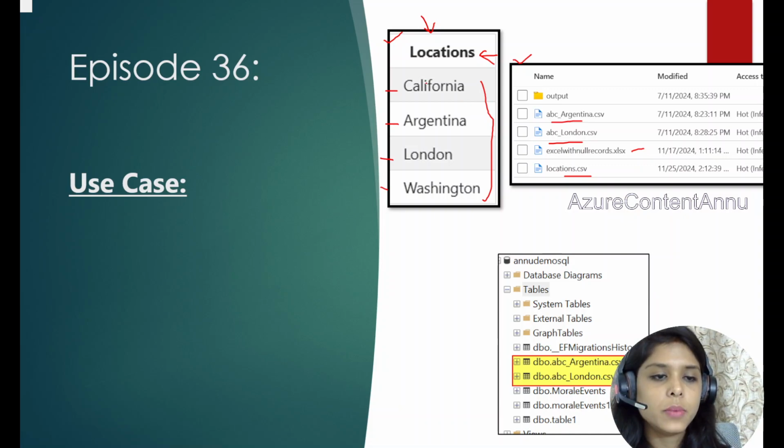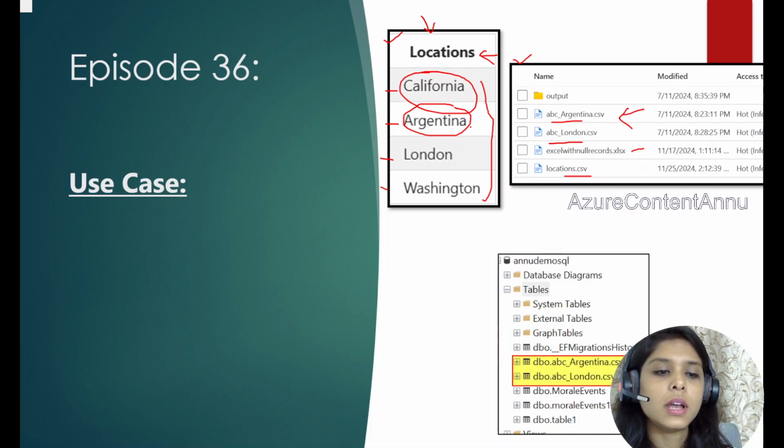Basically, we need to check whether this particular string is present in the file name of any of the files, and then copy the data of that file into a SQL table. You can see California is not present in any of the file names. Coming to the second record, Argentina: you can see whether any of the file names has the Argentina string or not. The first one is abc_Argentina, so the criteria is matching here, and we need to copy the data of this file into a SQL table.